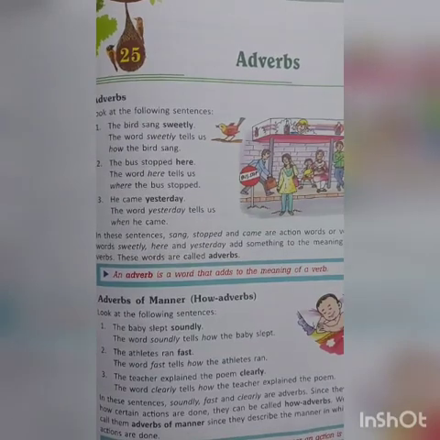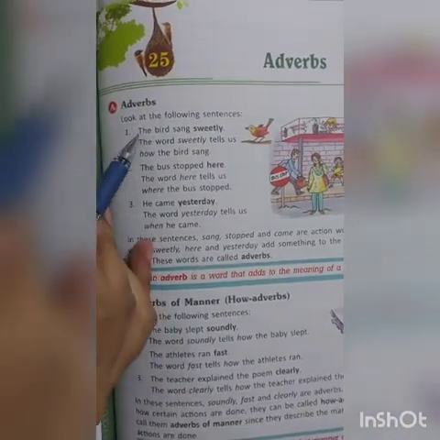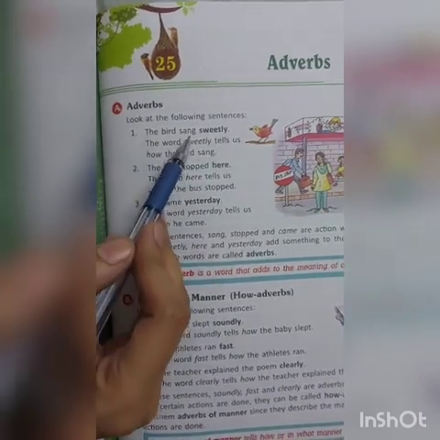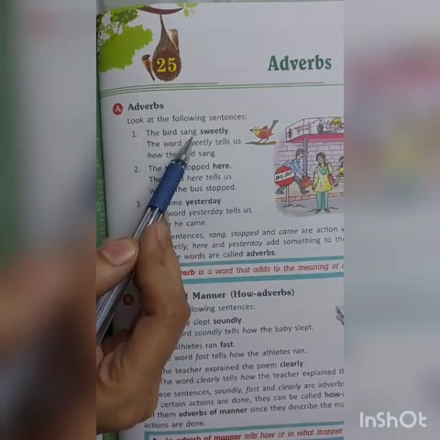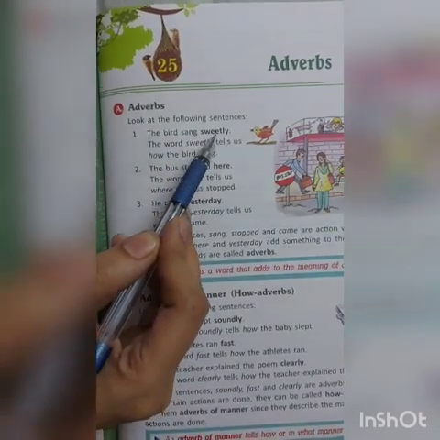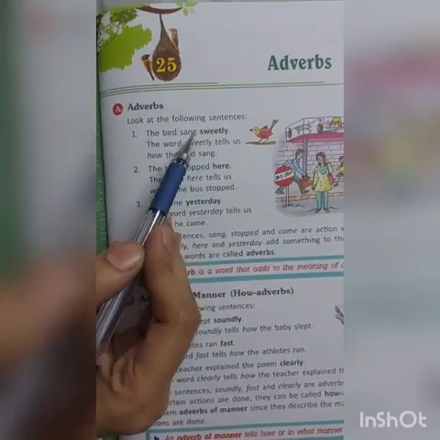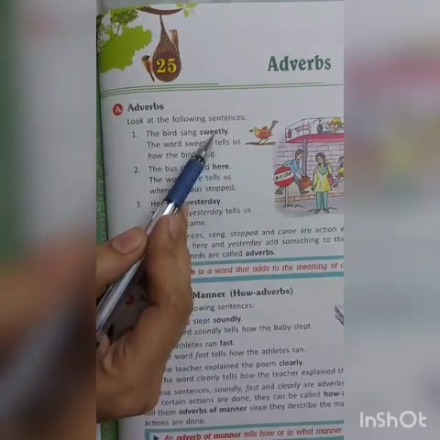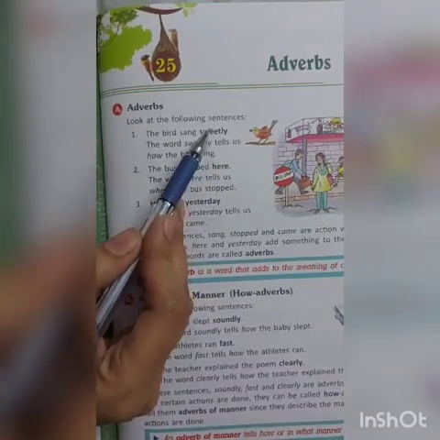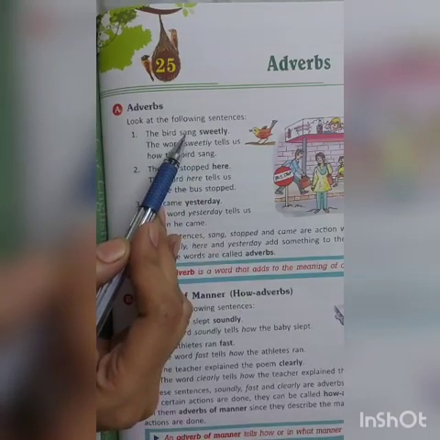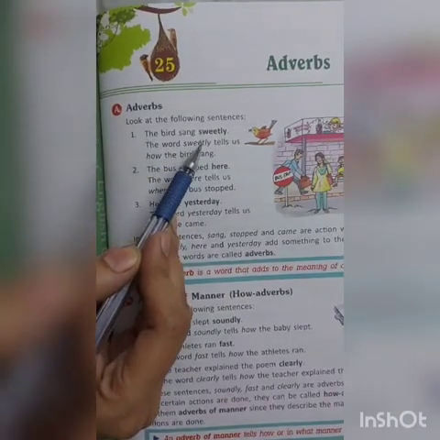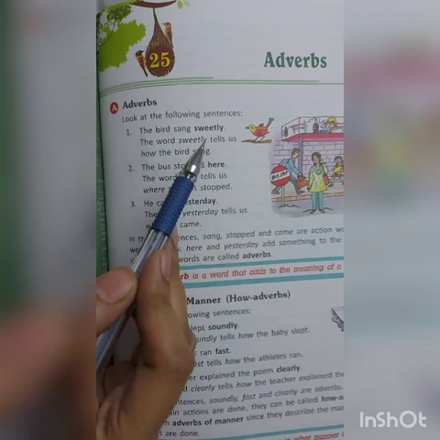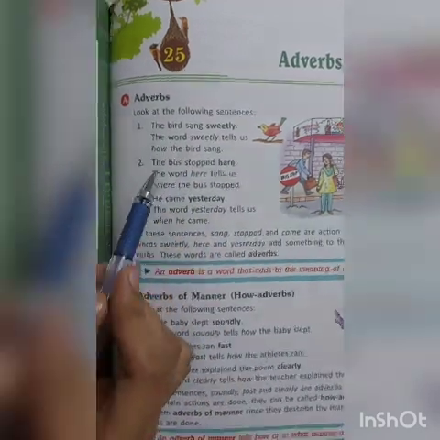Look at these sentences. The bird sang sweetly. Now in this sentence, the word sang is the verb, right? And the word sweetly tells how the bird sang. So sweetly is the adverb here, as it is adding meaning to the verb sang. Okay? As I told you, an adverb is a word that adds to the meaning of a verb.